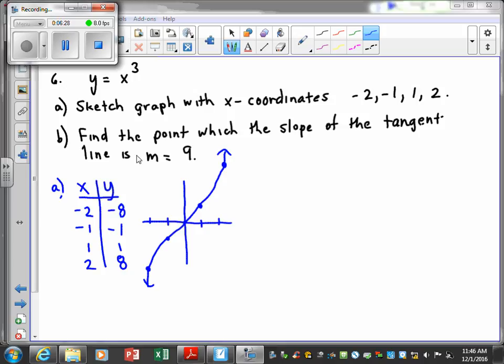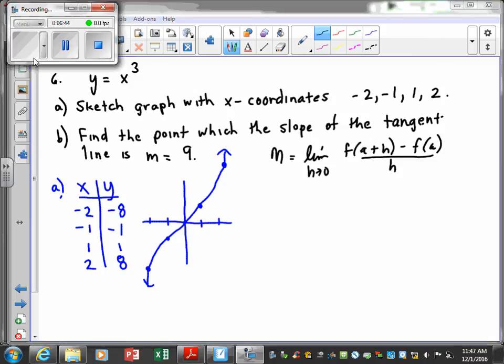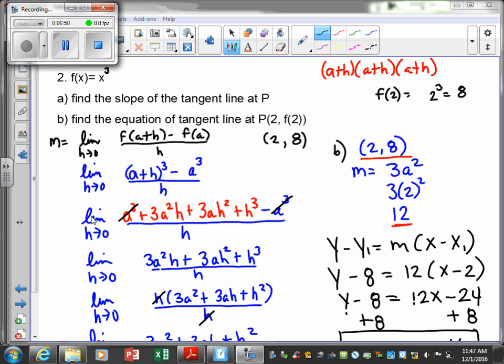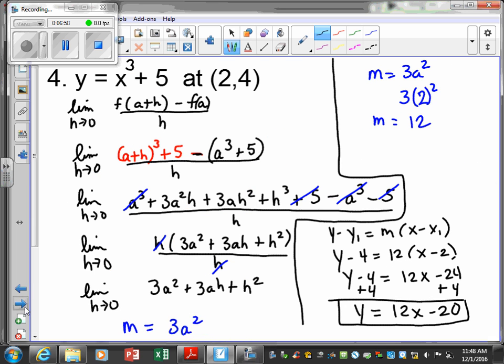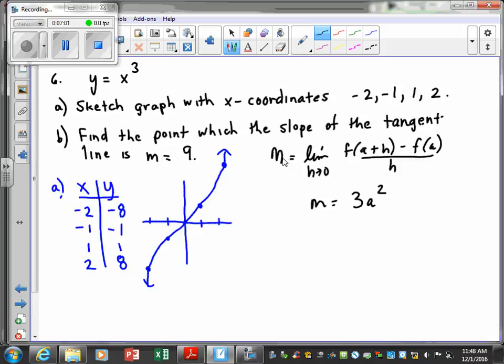Okay, so now we move to part B. Let's use our slope formula with our given function to find our slope first. So we have our definition. Write that down. But we did this one already. Let's go back and see what we got. It was this problem, and we got our slope to be 3a squared. So we're not going to redo that. Our slope of y equals f of x equals x cubed function was just going to be this.